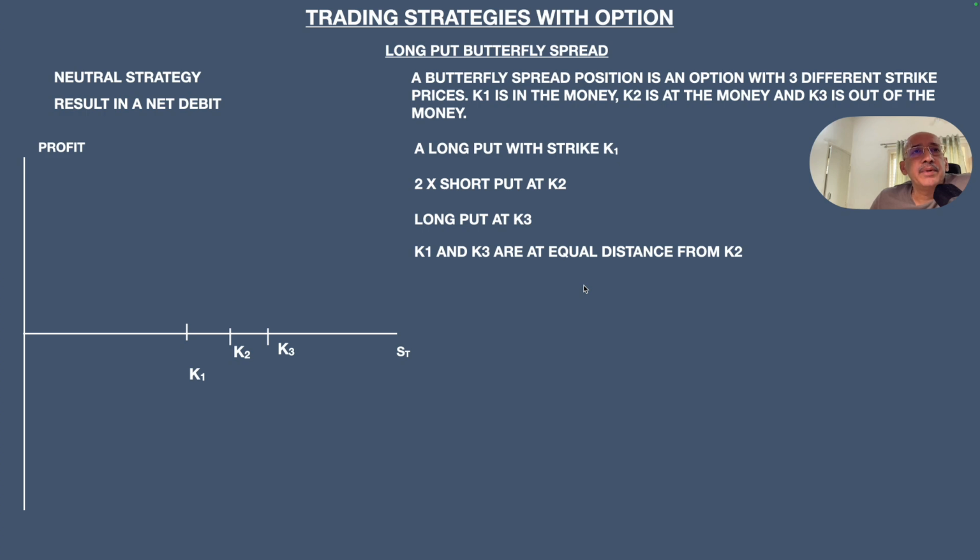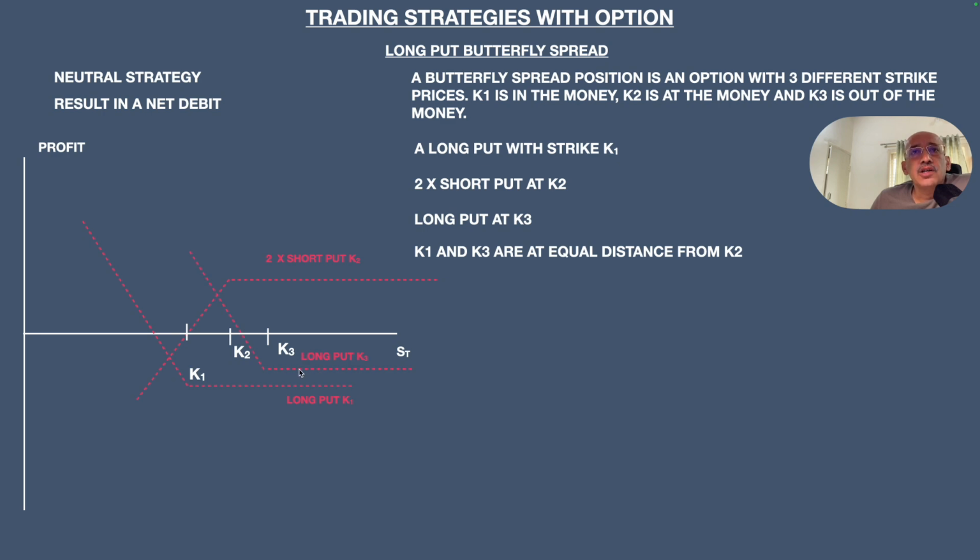Now let us see the payoff diagram. This is the first instance, a long put with strike K1. At strike K1, you have purchased a put. Any price movement below K1 will result in profit for this naked long put. Now you have two short puts. A short put is actually bullish. It means that if the price remains above K2, you will keep the premium. However, if the price starts moving below K2, you start incurring loss in the two short puts.